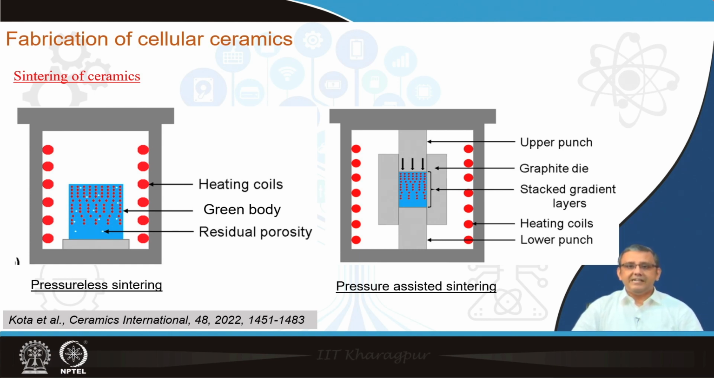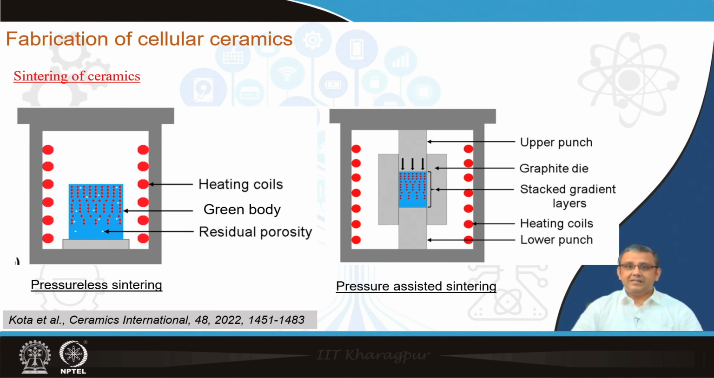In comparison, in pressure assisted sintering, typical examples are vacuum hot pressing, hot isostatic pressing or spark plasma sintering. In this case, you typically apply a combination of pressure and temperature, and because of this combined application, the temperature requirement is lower than pressureless sintering, and the time at high temperature is also much lower.